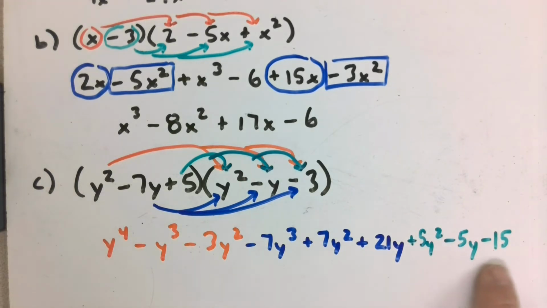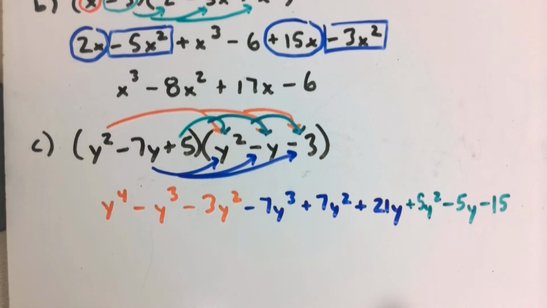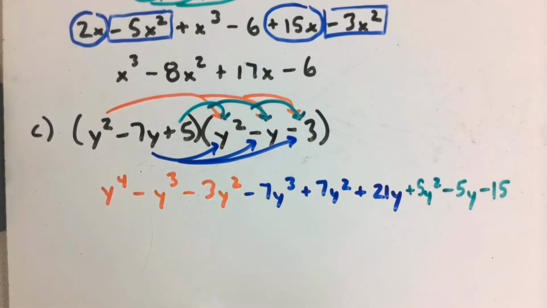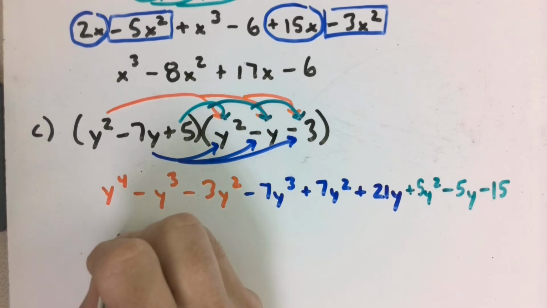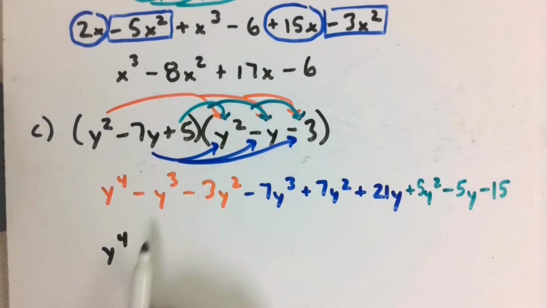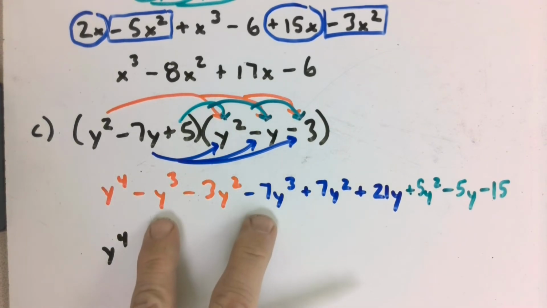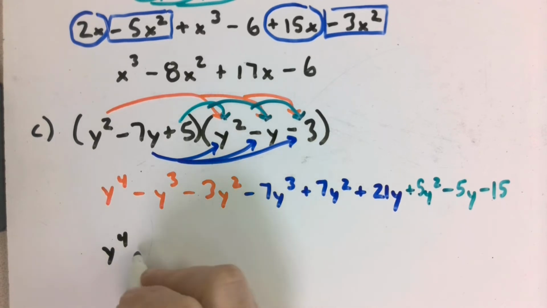I now have all of my terms with no parentheses, and now we can combine like terms. I want this to be in standard form, so I'm going to find the highest power of y and start with that. The only y to the fourth term that we have is this first one, so I can just copy that one down. For our y cubes, we have 2 of them, these two right here, and negative 1 minus 7 is a minus 8.